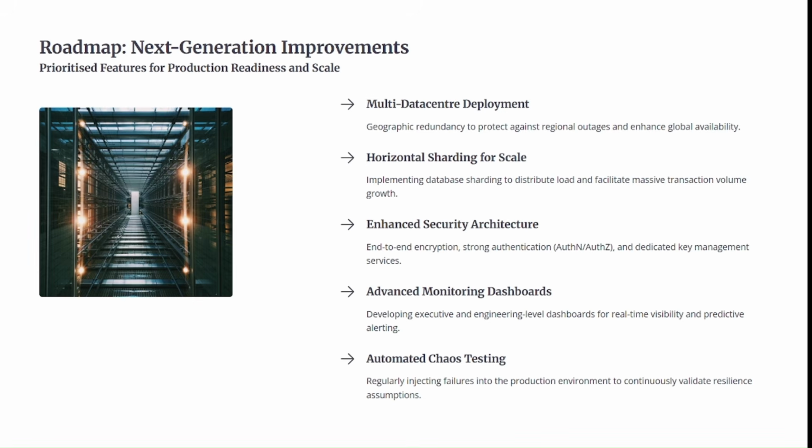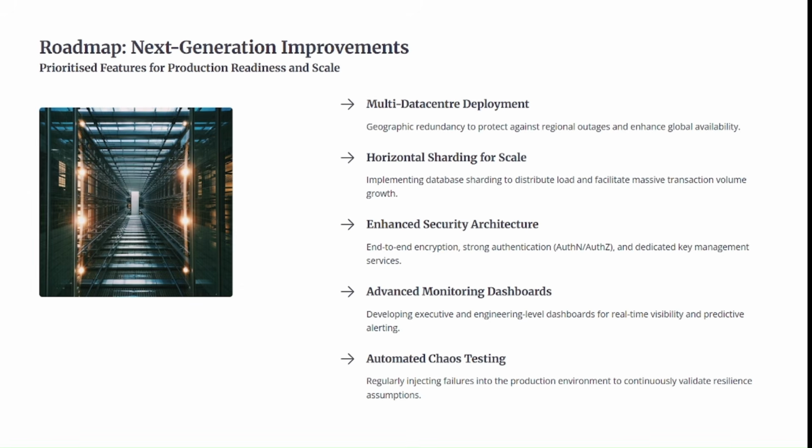By distributing the database load across multiple shards, we can handle massive transaction volumes efficiently while maintaining low latency and high performance. We also aim to strengthen our security architecture with end-to-end encryption, strong authentication and authorization mechanisms, and dedicated key management services. These steps are critical for maintaining trust and compliance in financial systems.